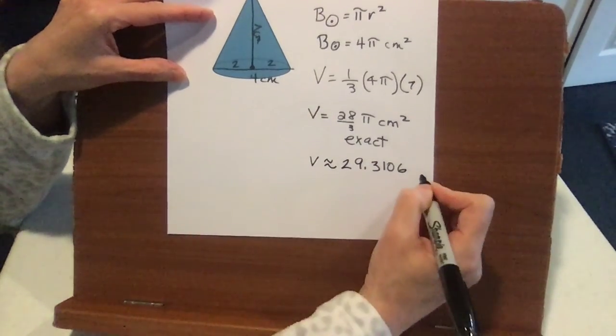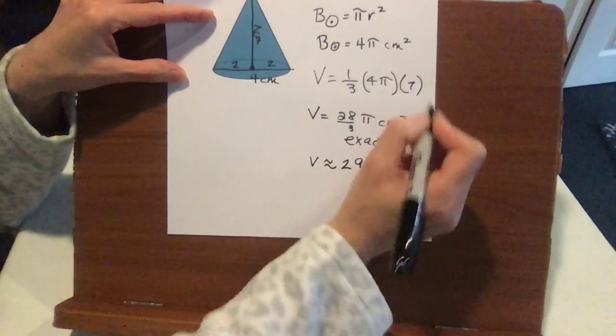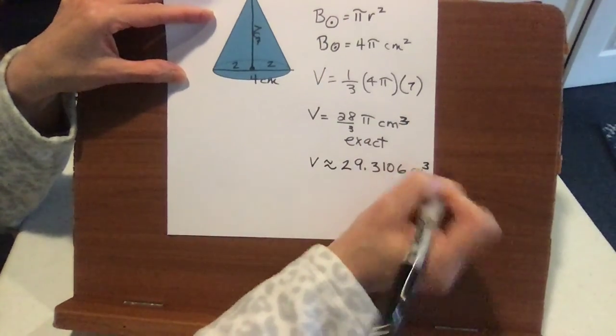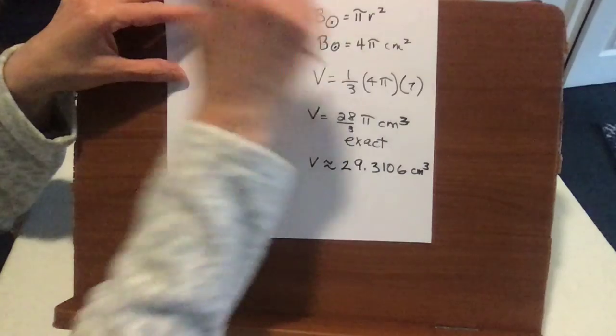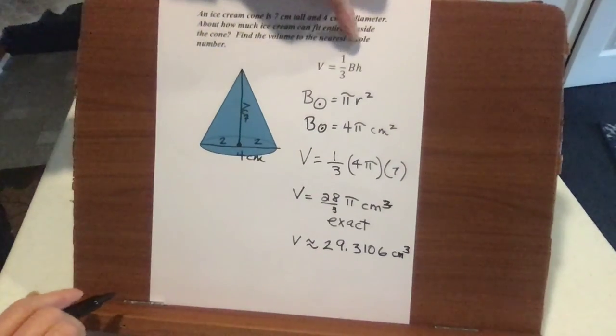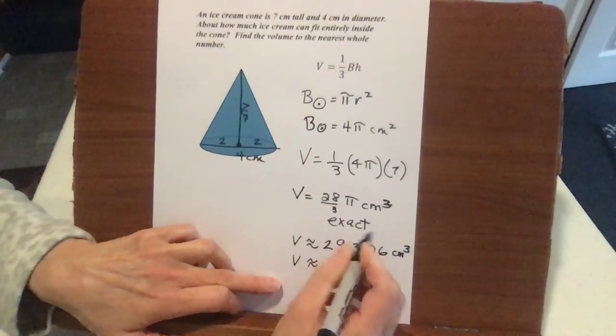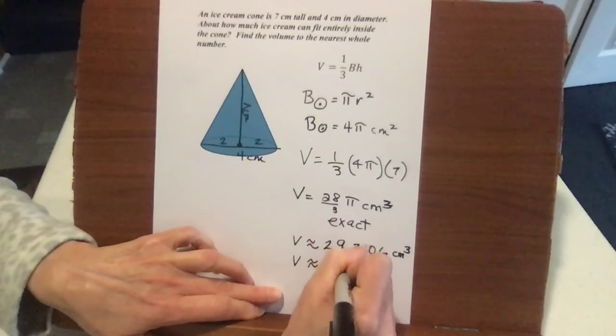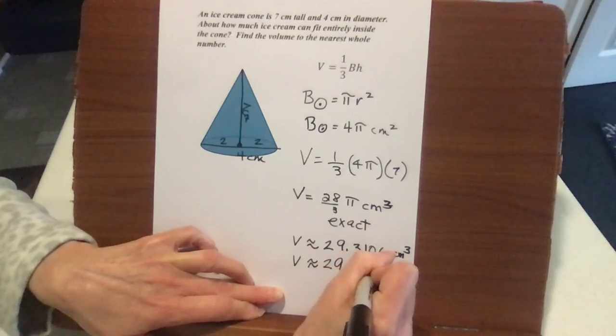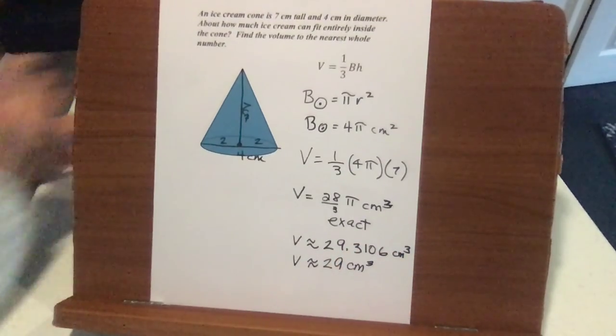29.3106, and that would be centimeters. Oh, sorry, that's cubed. That's cubed. And we want to find the volume to the nearest whole number. So watch your directions. So we want the nearest whole number. So we're going to now look at this and say, all right, nearest whole number is going to be about 29 centimeters cubed. And that's it.